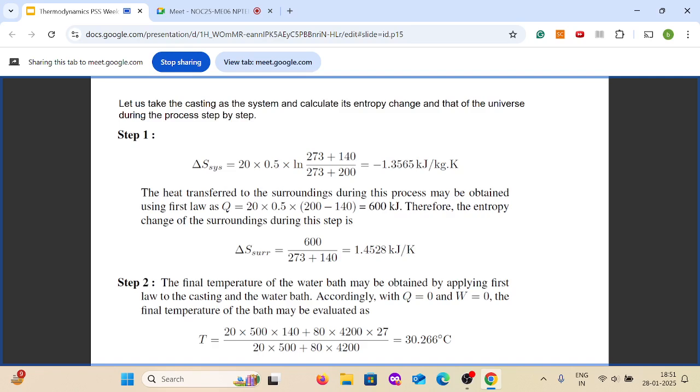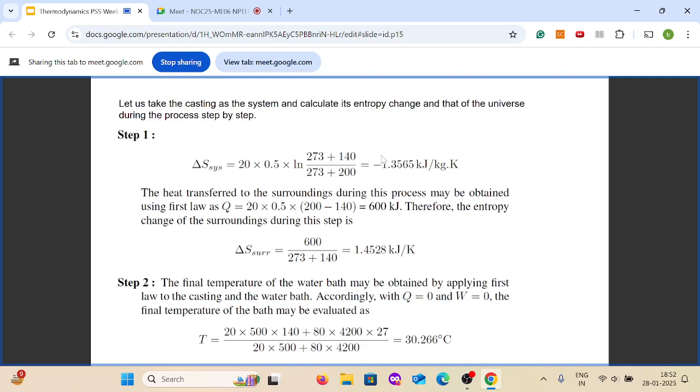Initially this was at 200 degrees Celsius, and then it is cooling to 140 degrees Celsius. So that is the change in entropy of this casting. So that is our system. So that is m C_p ln T2 by T1, and since this is a casting, there's no pressure term, it's only temperature here. So m C, so 20 into 0.5 into ln, substituting temperature in kelvins, and what you get is minus 1.3565 kilojoule per Kelvin.